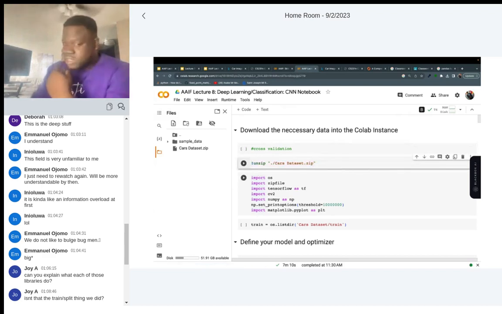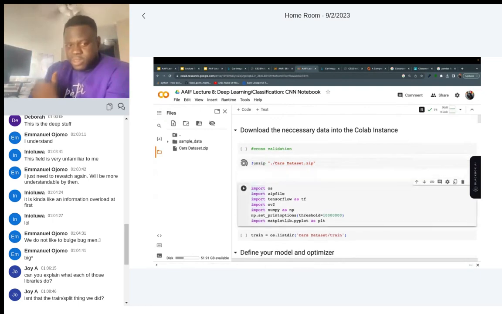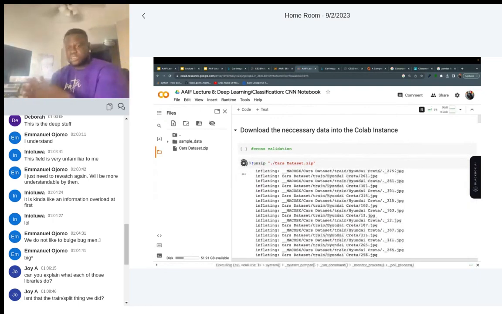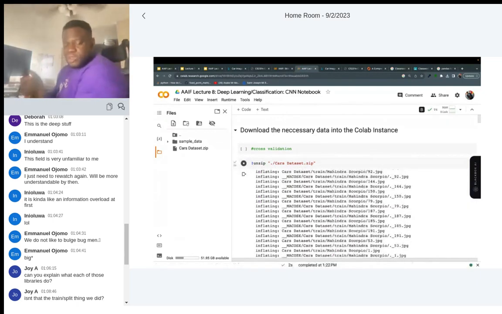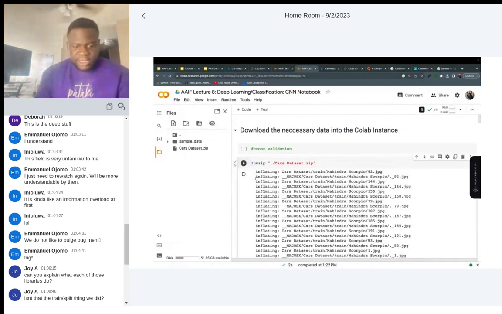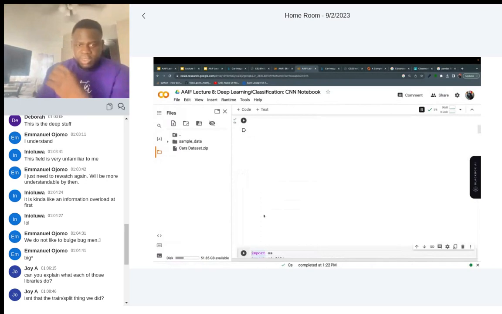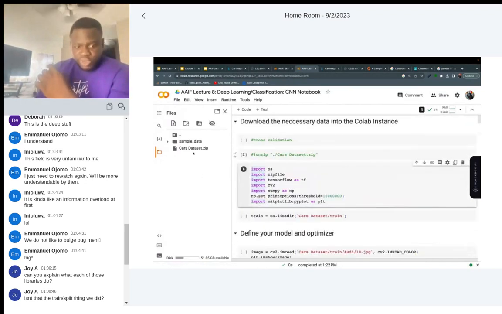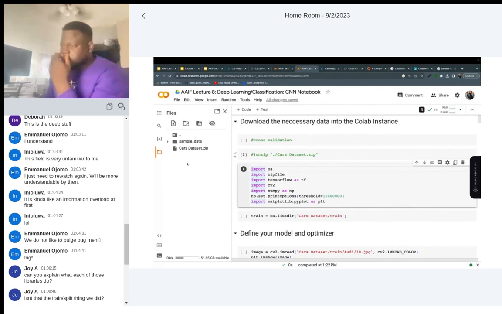Now, this is the code to unzip. You can see what I did. I will just unzip the car data set. It will unzip it for me, and when it does, it will create a data set for me. It will create the folder. It's working on it. Don't worry, it's working on it. You will see the data pop out now.